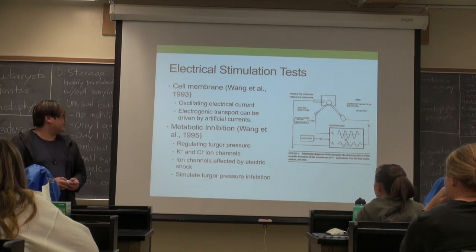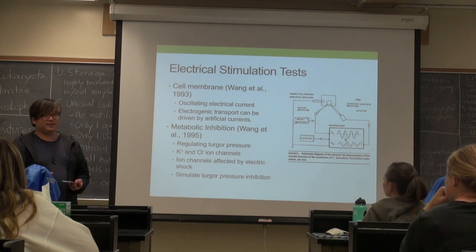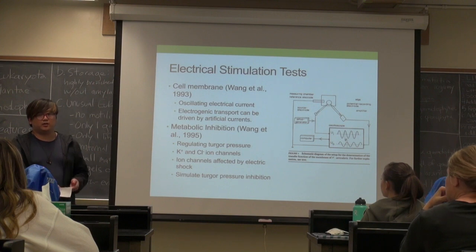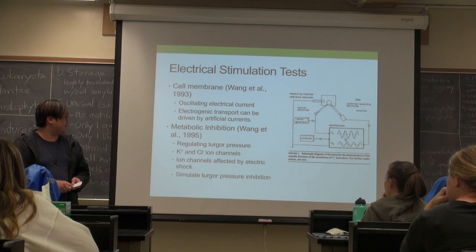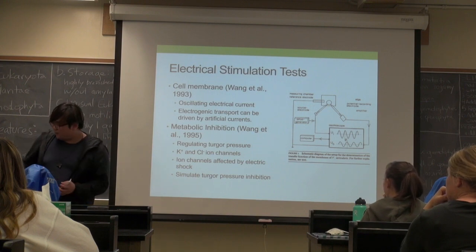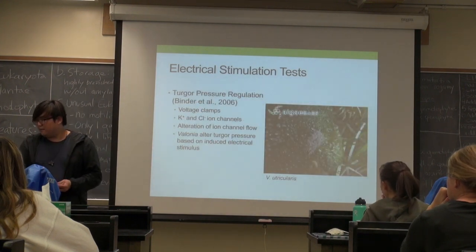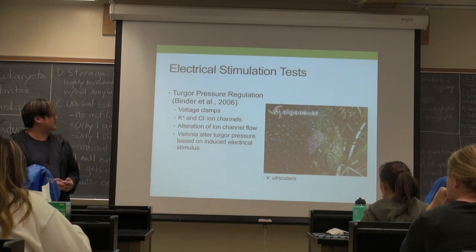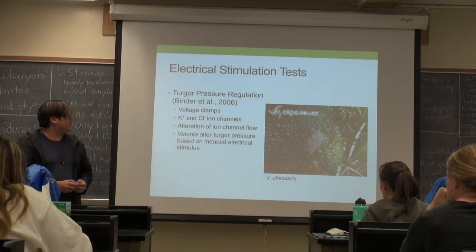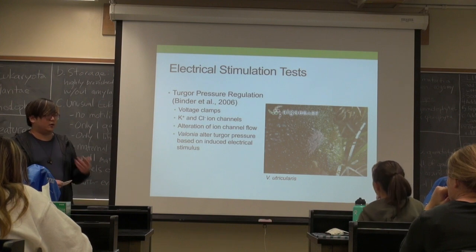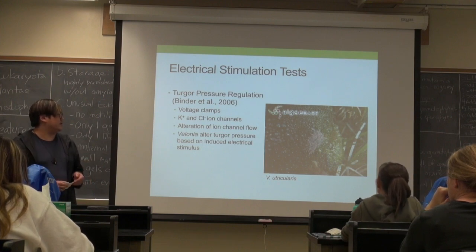So what they did was they would shock the Valonia and cause them to stimulate different levels of salinity, and they would experience changes in turgor pressure as well as changes in overall body morphology, which was an interesting finding that was corroborated with another study by Binder et al. In 2006. So they found that the alternation of electrical currents can cause alternation of ion channel flow.